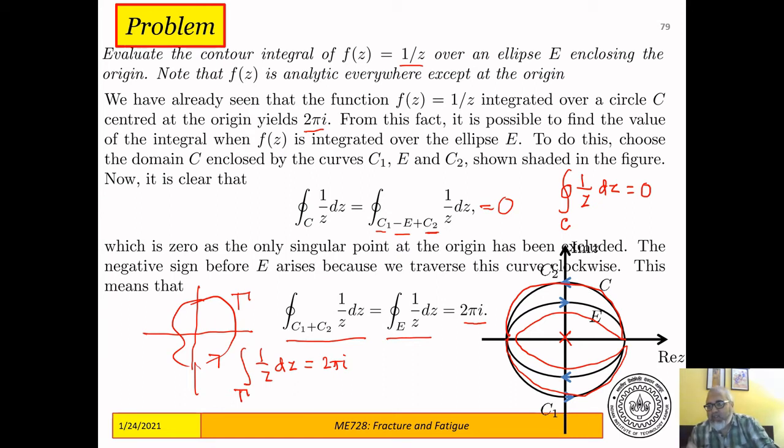This 2 pi I, though we have proved it for a circle, does not depend on the shape of the curve. It is always equal to 2 pi I provided you encircle the origin. Okay, this we will see from another perspective when we do the residue theorem. This quantity is basically called the residue of this function f(z).